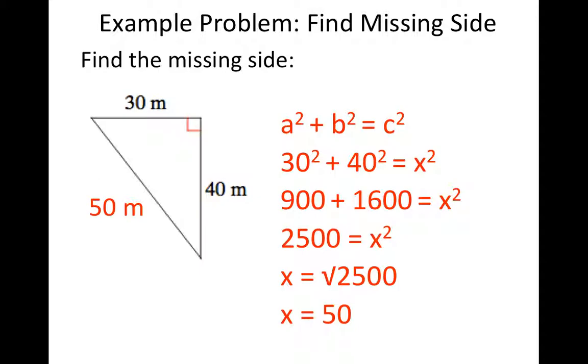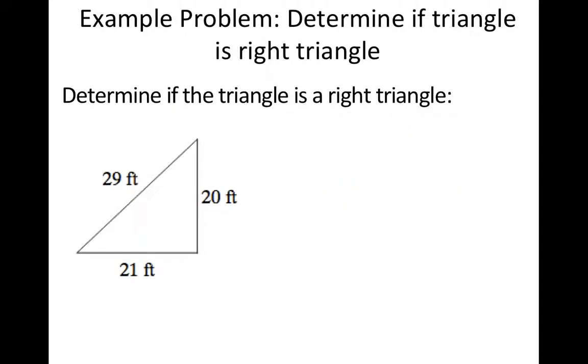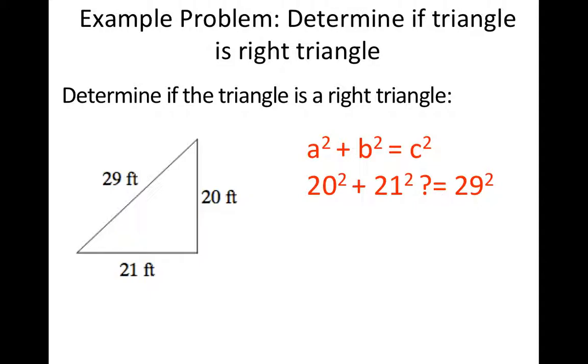A second type of problem we can solve is to determine if a triangle is a right triangle. So here I have a triangle over on the left. And again, I'm going to put A, B, and C on. A squared plus B squared equals C squared. And I know that my hypotenuse, if it is a right triangle, is going to be 29 because the hypotenuse is always the longest side of a right triangle. So I'm going to plug in 20 squared plus 21 squared. Is it true that that's equal to 29 squared?